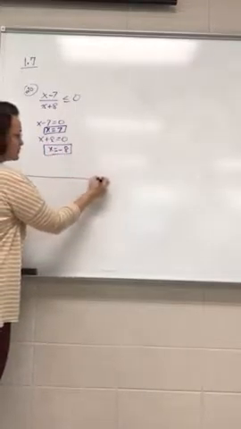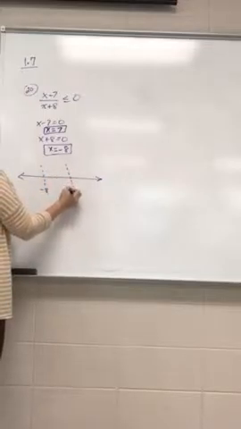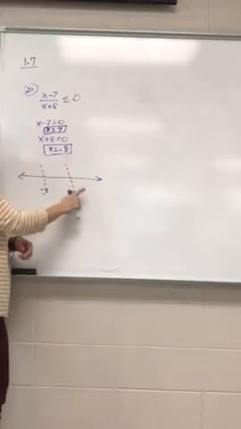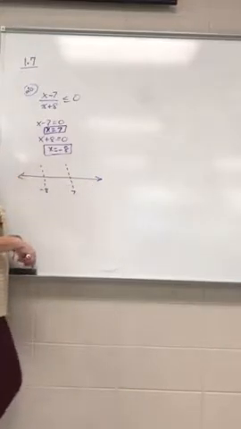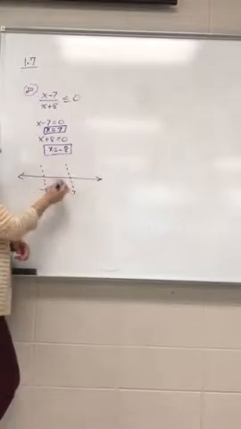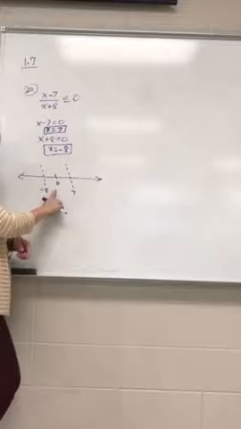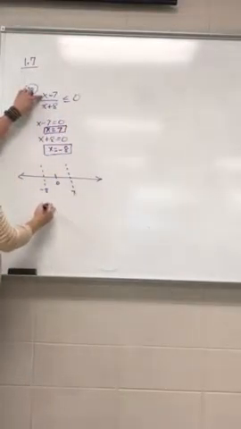So I make my number line, and I find -8 and 7 splits this into 3 regions. And then I'm looking for which regions work. And so I find my test point, which I usually like to use 0. Between -8 and 7, 0 is in the middle. I plug it in the original inequality to see if it works.